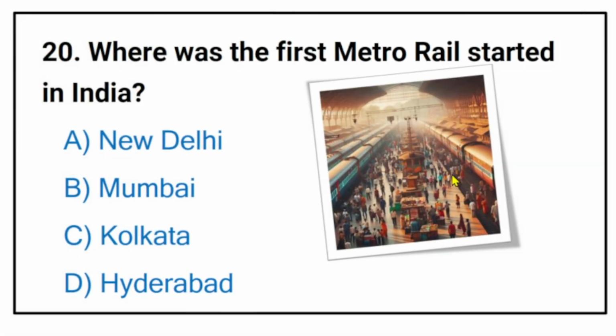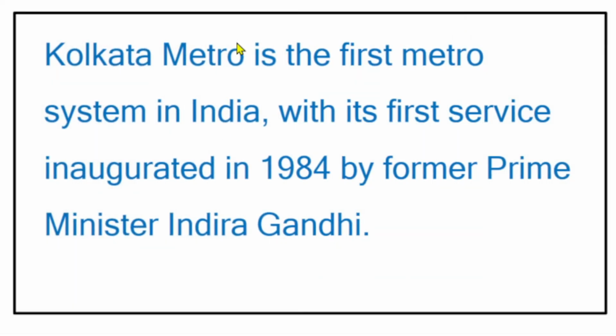Next question. Where was the first metro rail started in India? New Delhi, Mumbai, Kolkata, Hyderabad. So this is our last question. So the correct answer is Kolkata. The first metro rail started in Kolkata. Kolkata Metro is the first metro system in India, with its first service inaugurated in 1984 by former Prime Minister Indira Gandhi. So that is about today's video.